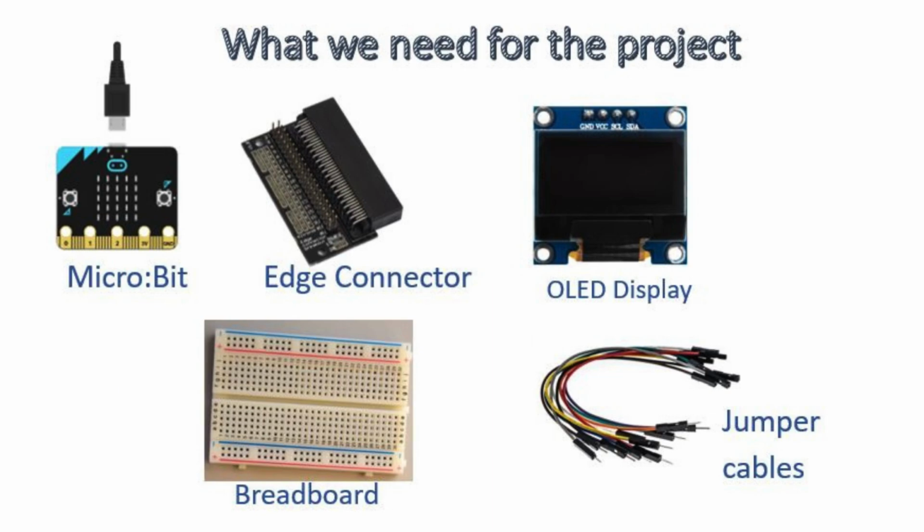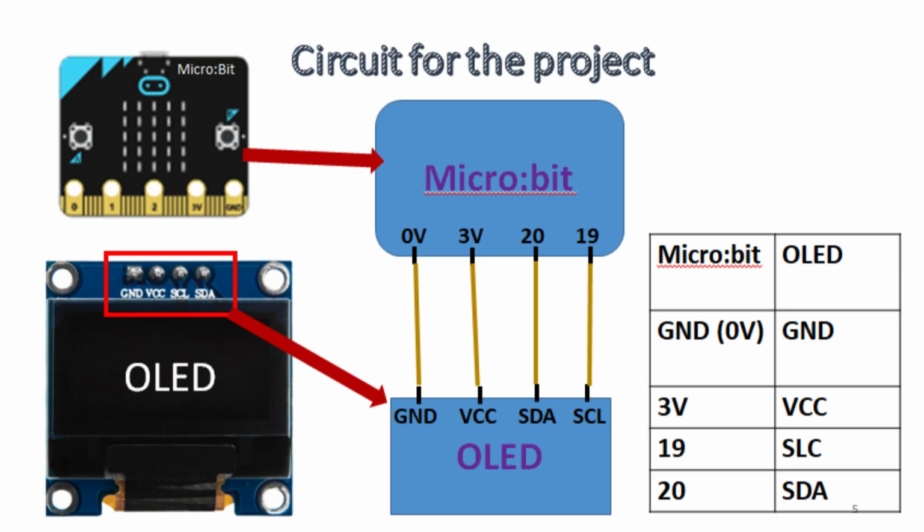For this project, we need a microbit, an edge connector, an OLED display, a breadboard and jumper cables. We use an edge connector which allows us to access all 25 pins of the microbit. This is how we should connect the 4 pins of the OLED to the microbit.